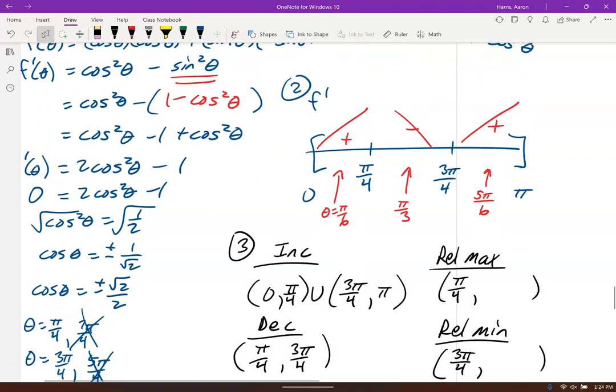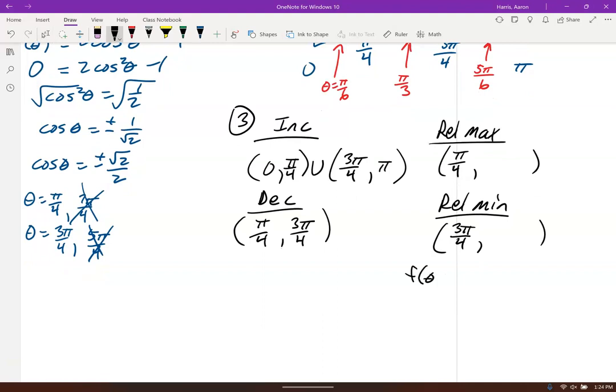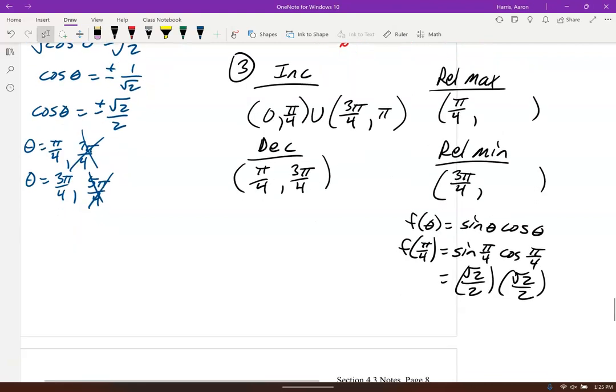So the original function was F of theta equals sine times cosine. Let's punch in pi fourths. You've got sine of pi fourths, cosine of pi fourths. Well, that's root 2 over 2 and root 2 over 2. So I get 2 over 4, which is 1/2. Punch in 3 pi fourths. I get negative 1/2, because your cosine there is negative root 2 over 2.